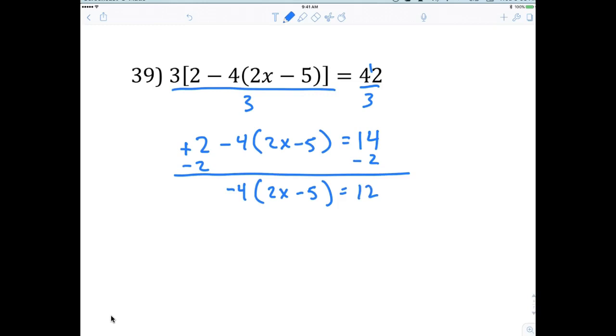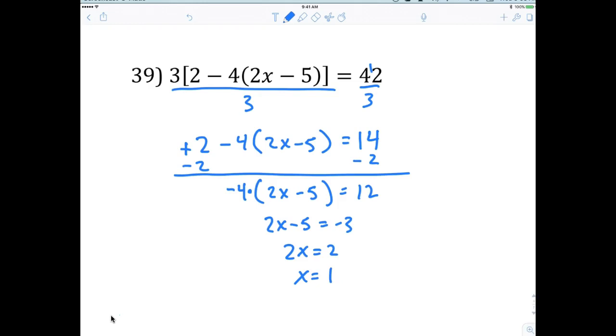Now instead of distributing negative 4, I'm now going to do what? Divide. Divide by negative 4. The reason I'm dividing by negative 4 is because this now is attached with what? Multiplication. So now when I divide by negative 4, I get 2x minus 5 equals negative 3. Now I'm going to do what? Add 5. Add 5. 2x equals 2. X equals, beautiful, x equals 1.